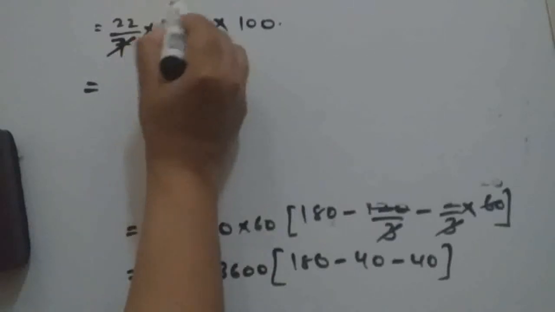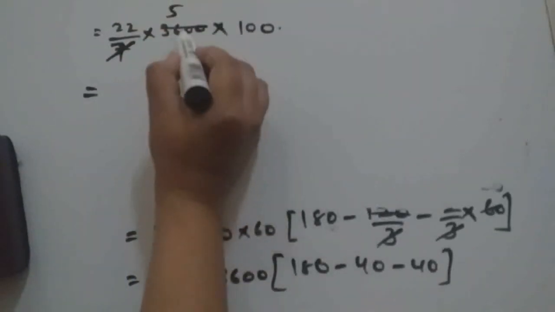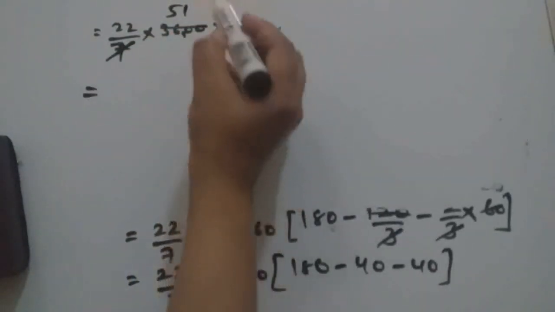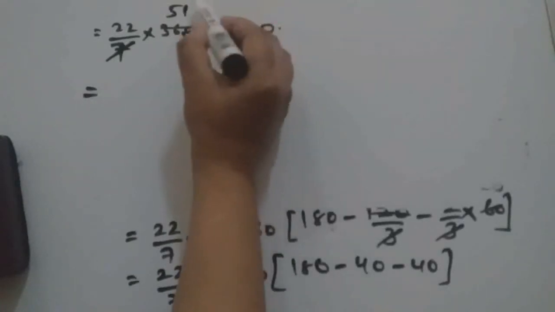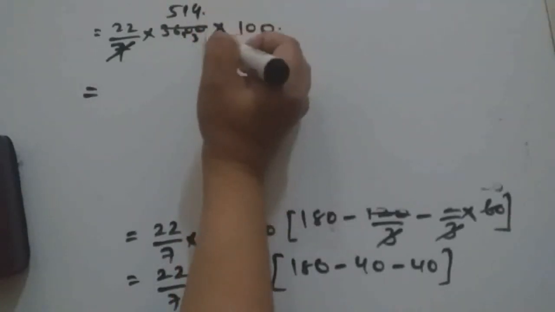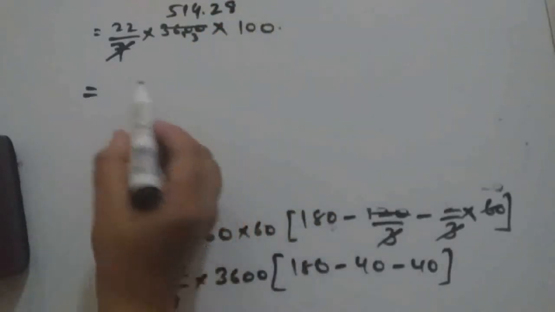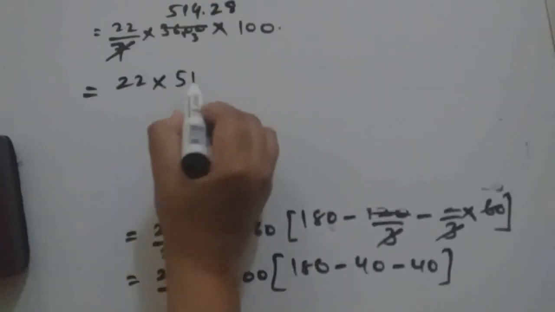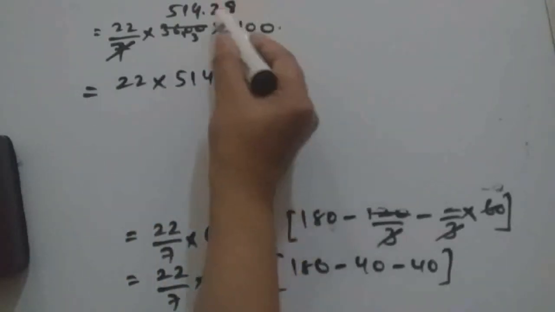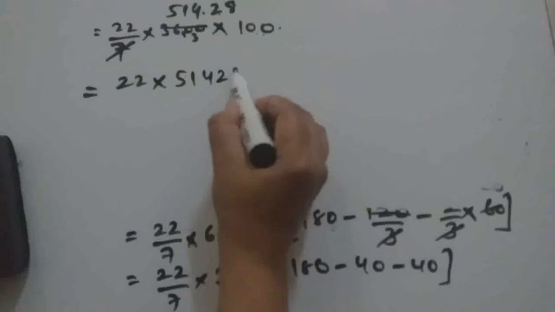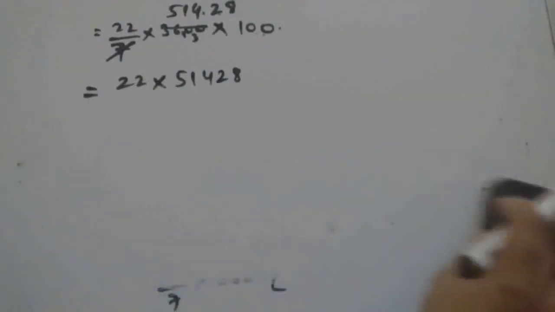So 7 5s are 35. 1 will remain, 7 1s are 7. 3 will remain, 7 4s are 28. Then 2 will remain. Okay. So 7 2s are 14. 6 will remain, 7 8s are 56. So 22 into 514. Now 100, if you want multiply with this 100, so decimal will go. Okay, so this is answer.